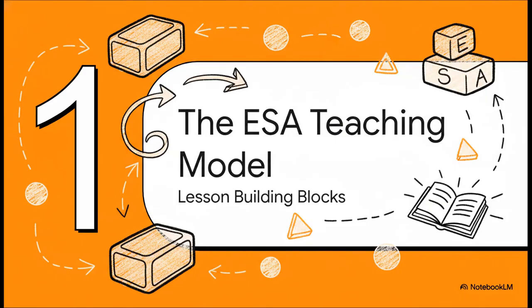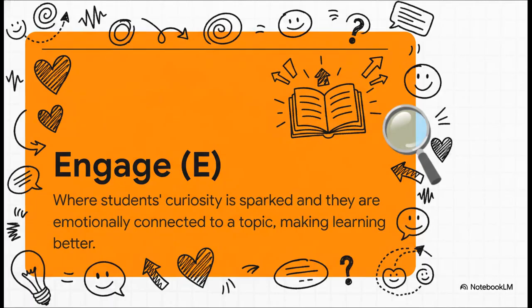Okay, first things first, let's lay down the foundation with Jeremy Harmer's model. It's called ESA, and these 3 letters are the absolute building blocks for pretty much any lesson you can think of. The first block is E for engage. Now, this is so much more than just a quick warm-up. This is about grabbing your students' attention, sparking their curiosity, and getting them emotionally invested. When they're hooked like that, learning just happens.